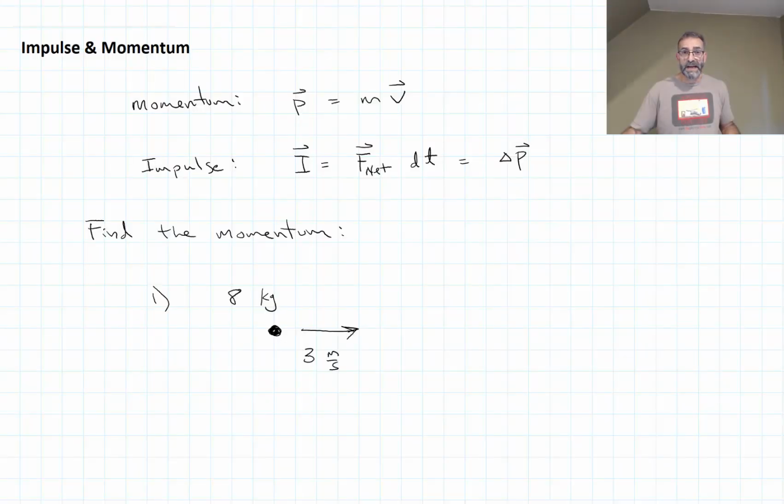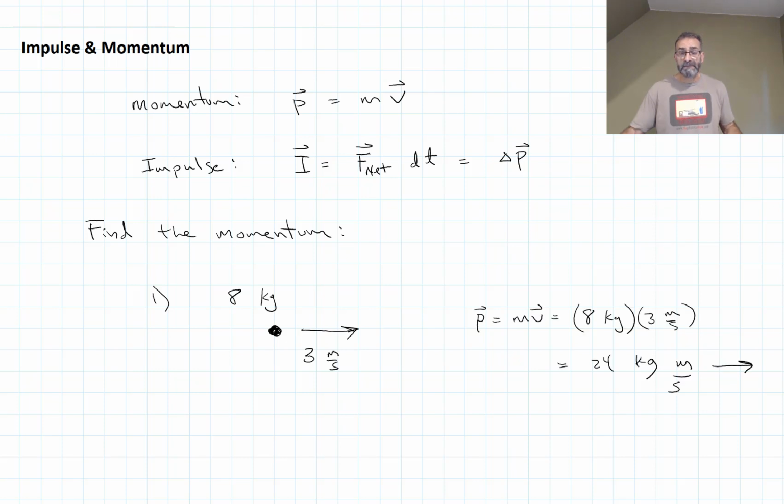Let's work through a few examples. Let's start with the simple one. Find the momentum of our object. Momentum is just mass times velocity. So we get 24. Did you remember your units? Kilogram meters per second. And your answer would not be complete without a direction because momentum is a vector quantity. So we need to include the direction to the right.